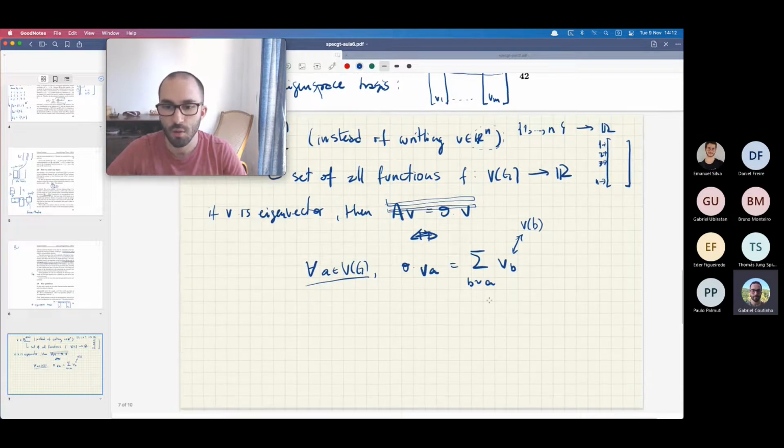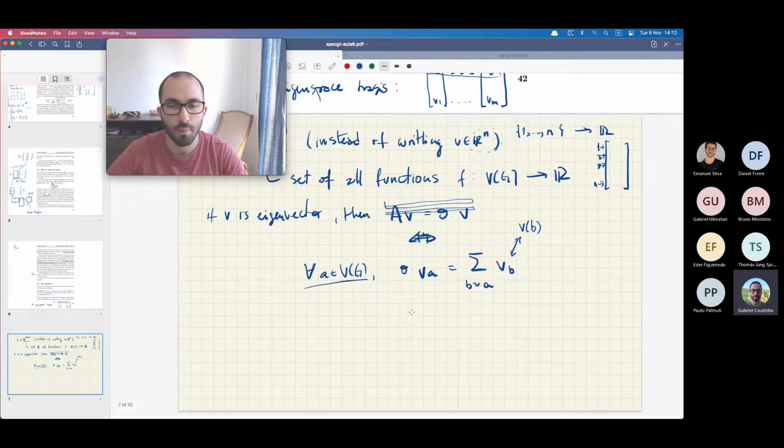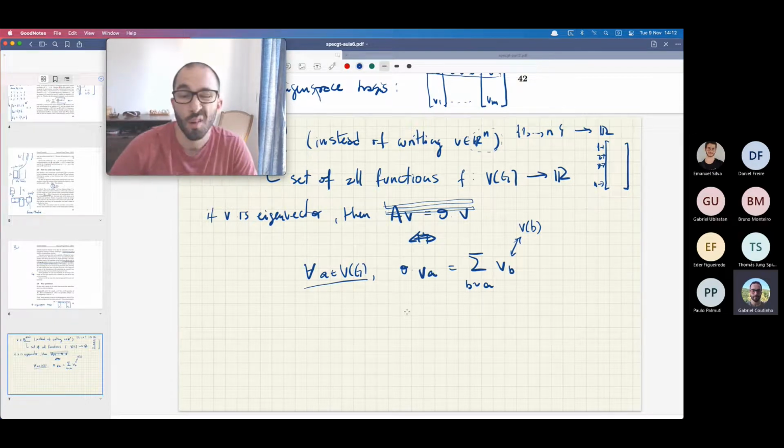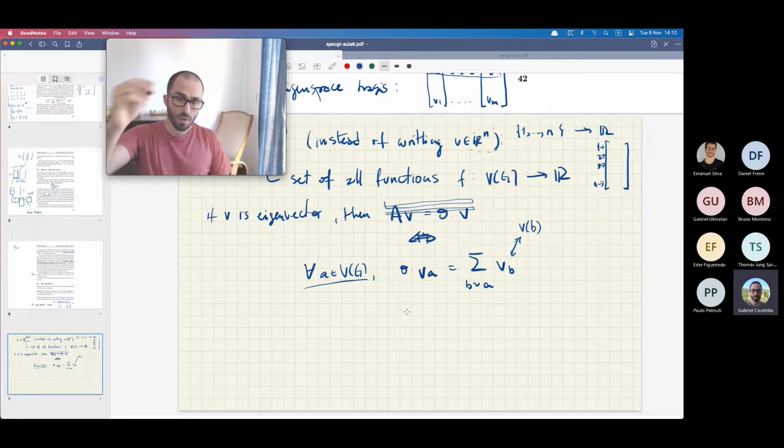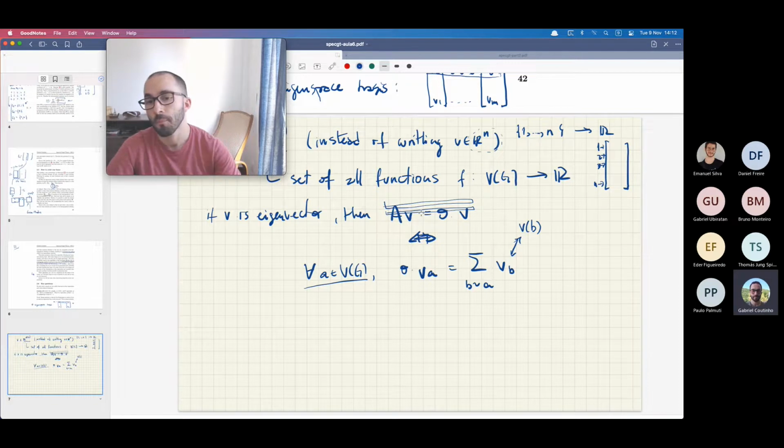If this is still too abstract for you, write an example yourself. Pick the graph P3, write the adjacency matrix, put entries v_A, v_B, v_C for the vector v, and see what's going on. Write the multiplication and observe. Okay.